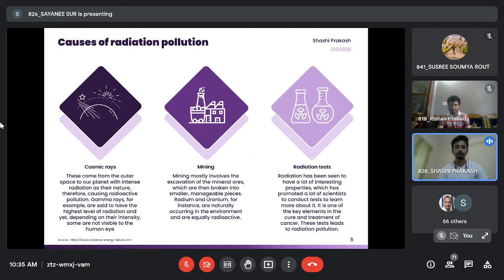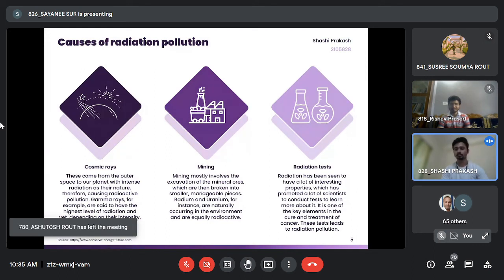Mining. In the mining process, the extraction of elements like uranium, a radioactive metal, which eventually decays to radium, and radium decays to release a radioactive gas called radon. This gas sometimes disperses into the atmosphere and becomes a reason for radioactive pollution. This radon gas causes lung cancers.